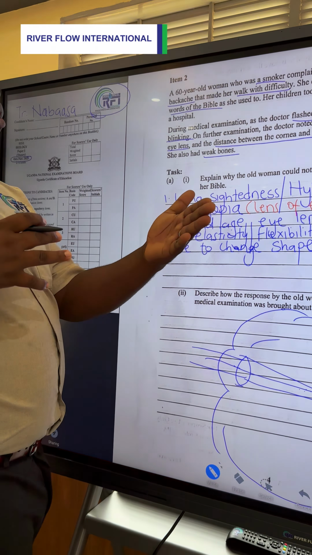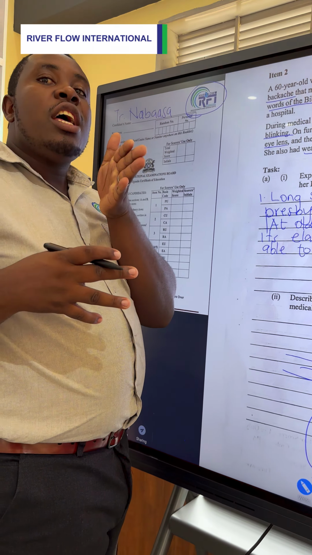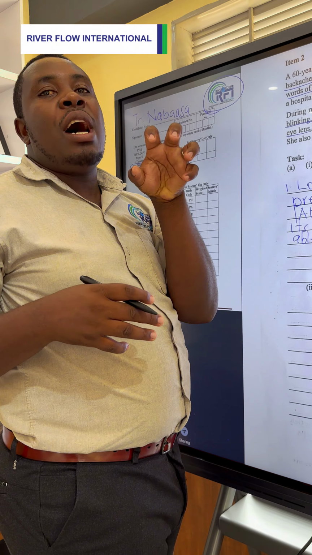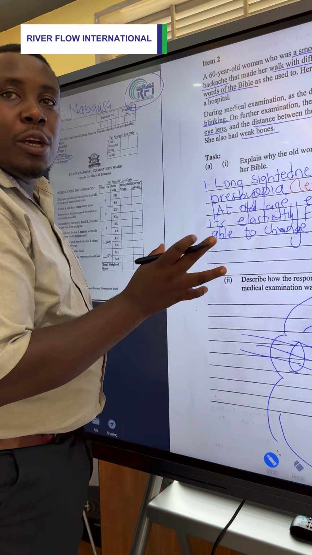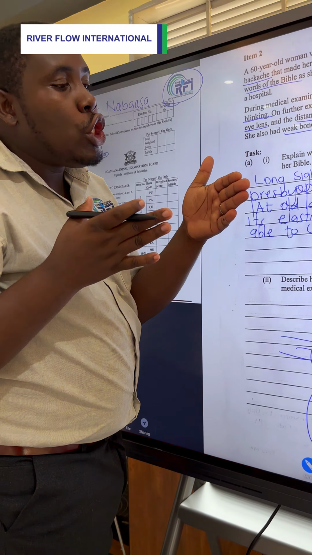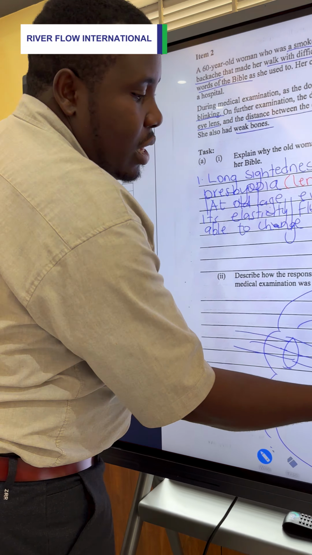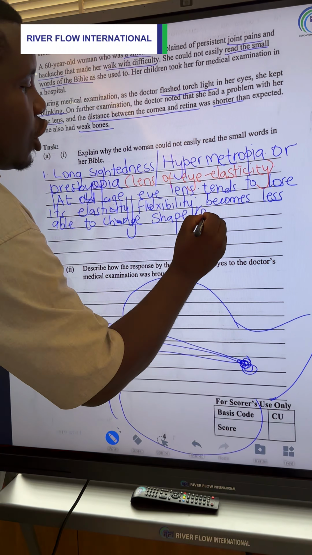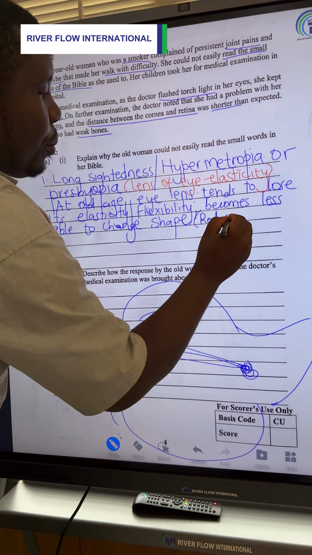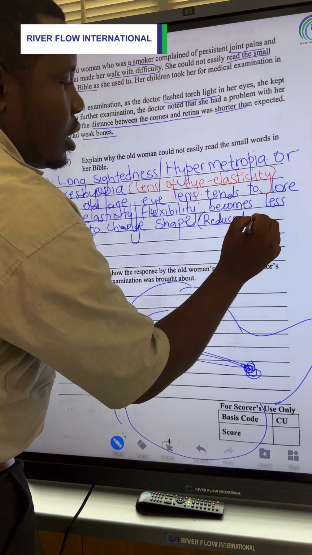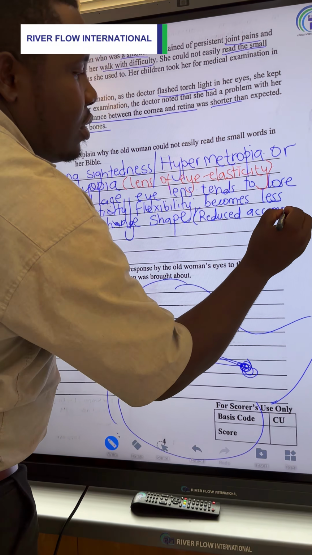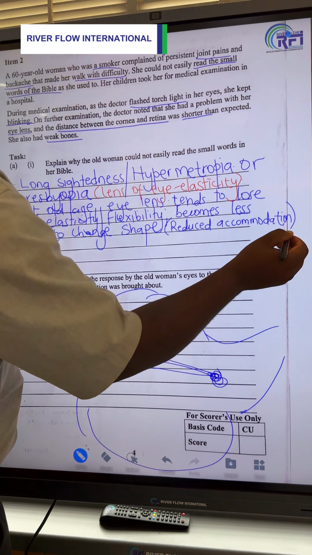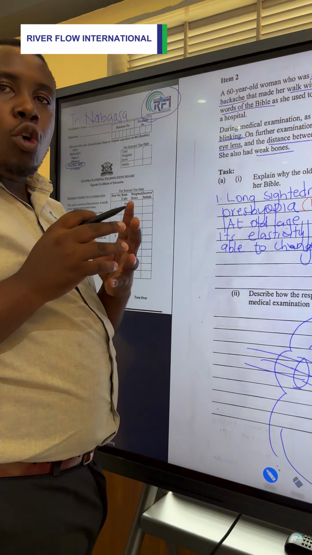Because depending on the distance from which the light is coming, if the object is far, the lens may need to change shape to allow easy converging of the light rays, to make sure they are focused on the retina. So in biology we call this reduced accommodation. I know people who studied biology remember this. If this one is very hard for you, just know that your biology stopped at senior 1. So this is what we call reduced accommodation.